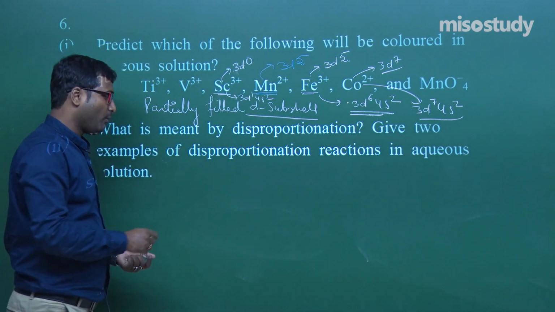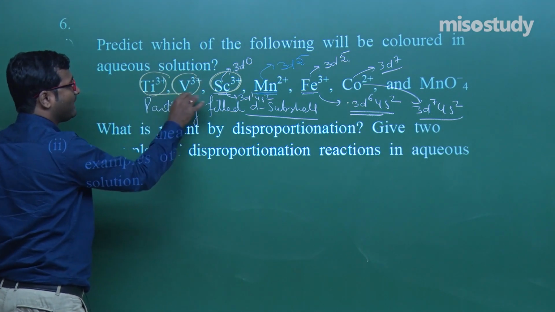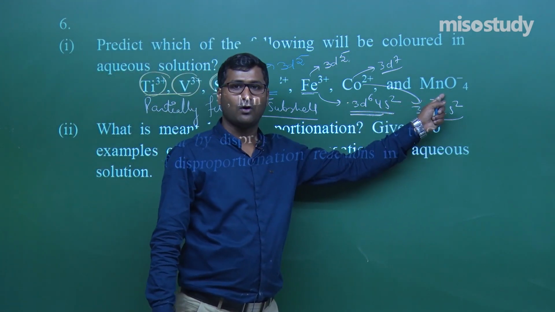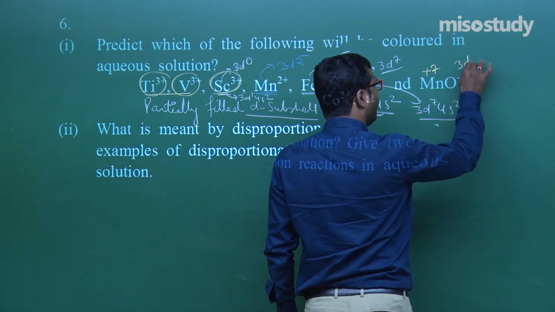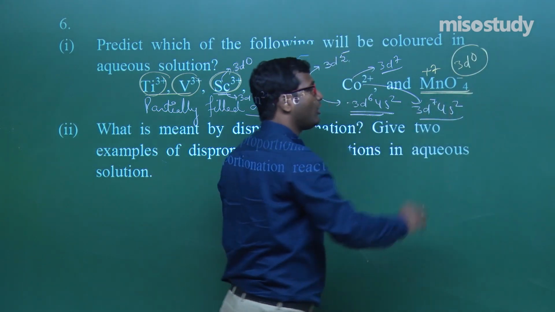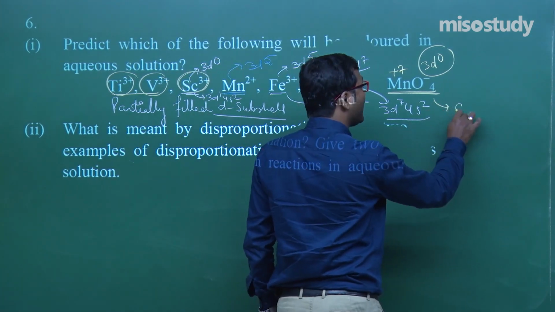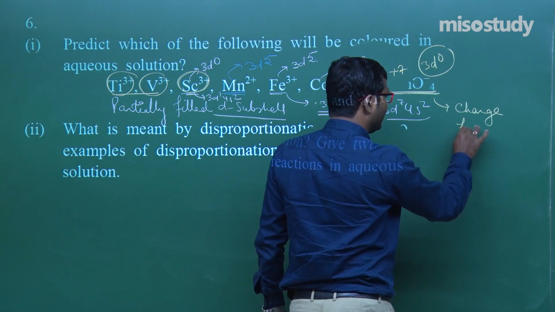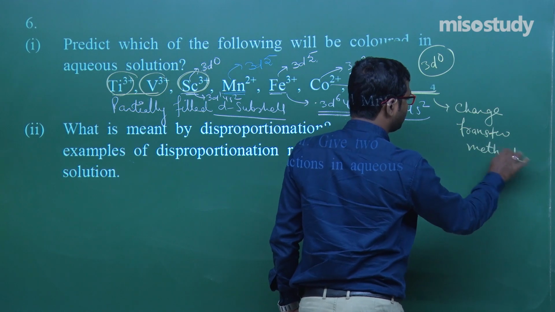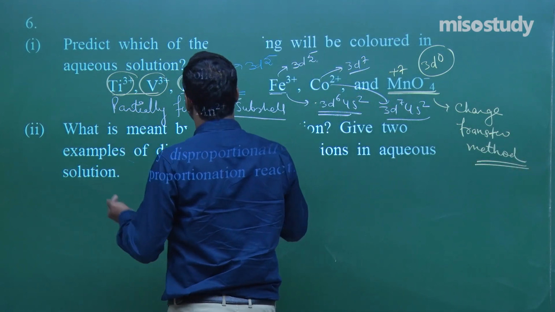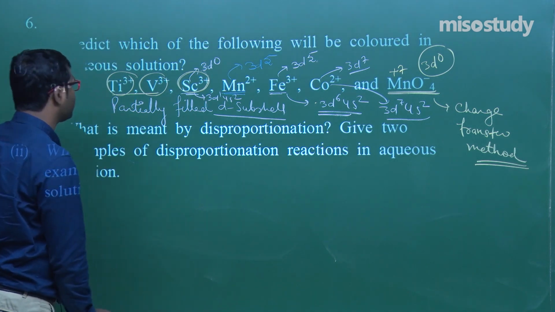There is no partially filled d subshell, so this one is not colored, my friend. Similarly, titanium and vanadium have partially filled d subshells. And if I talk about MnO4 minus, here Mn is in the plus 7 oxidation state, 3d0. So we find this is also not colored by d-d transition, but we know KMnO4 and K2Cr2O7 are colored due to charge transfer. Clear?